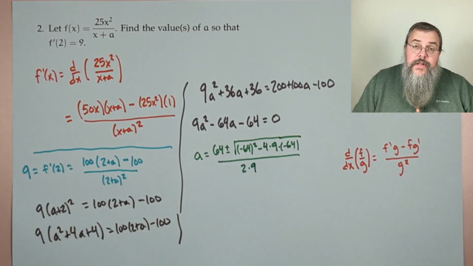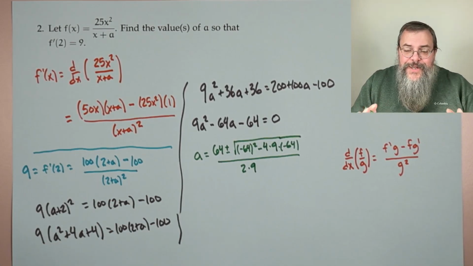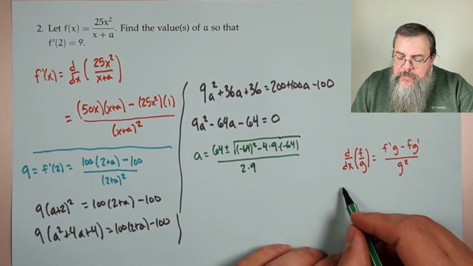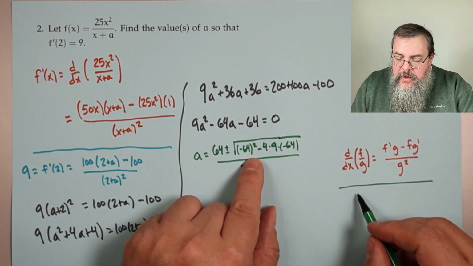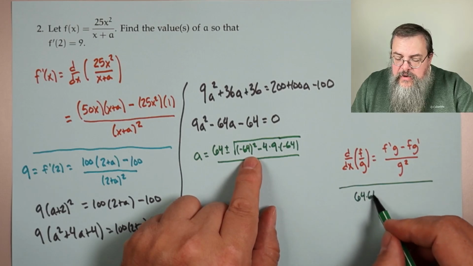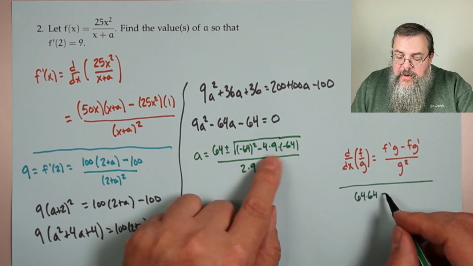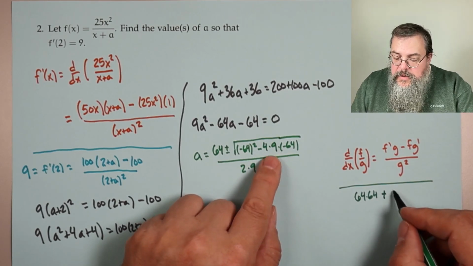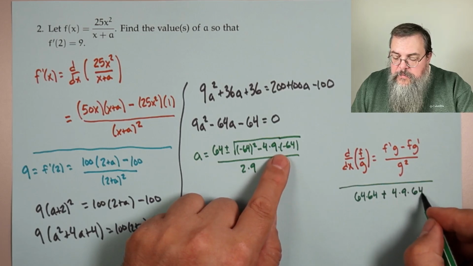Now I know what you're thinking, hopeless, hopeless. Hold on, let's not lose hope yet. So let's be careful. I'm going to look at this term for a second here. We really have 64 times 64. And we say, okay, so we have 64 times 64. That's our square. And then we have minus, and a minus makes a plus. Then we have a 4 times 9 times 64.